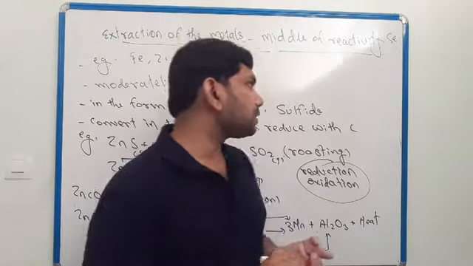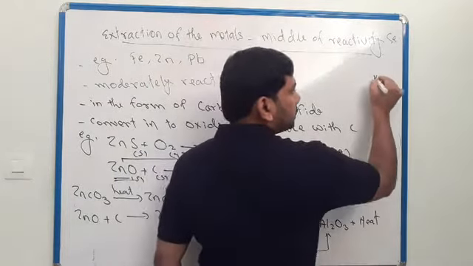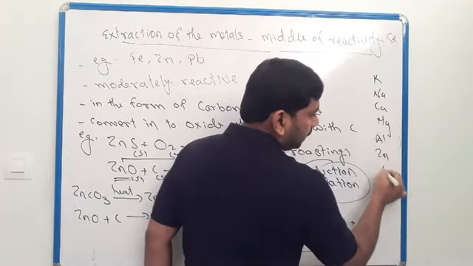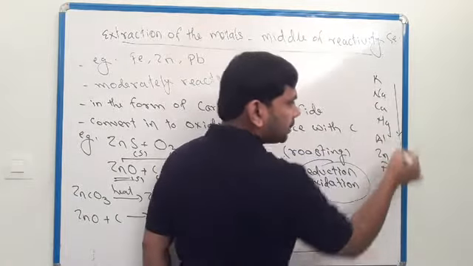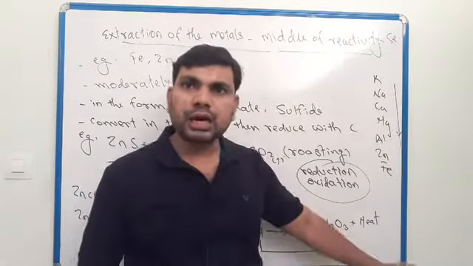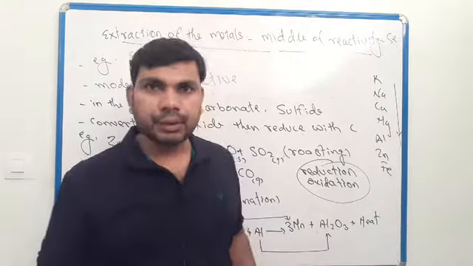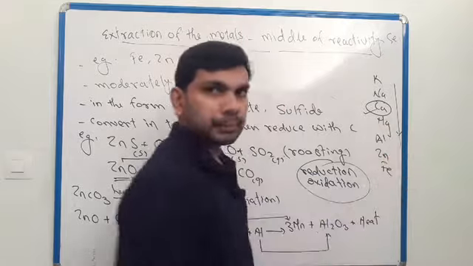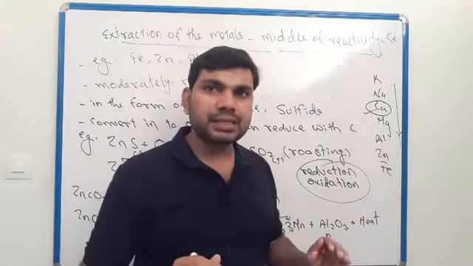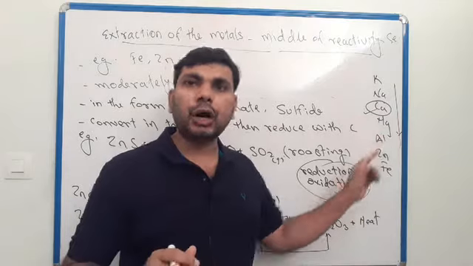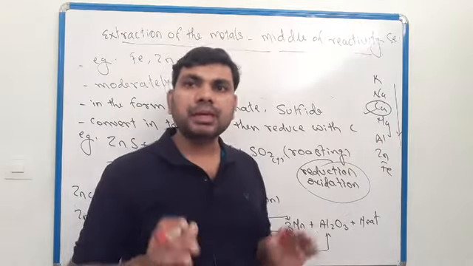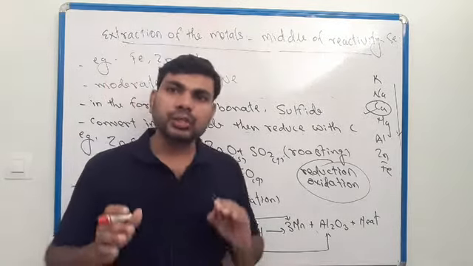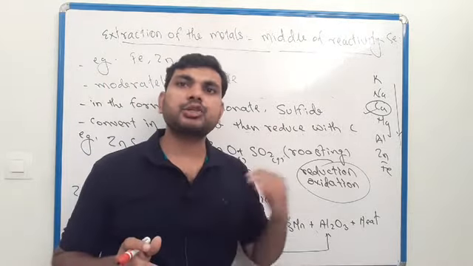Okay, we discussed before the reactivity series: potassium, sodium, calcium, magnesium, aluminium, zinc, iron, this type of metals. When you are coming from top to down, reactivity is decreasing. So here calcium is more reactive than magnesium. So calcium can displace magnesium from its compound. This type of chemical reaction is called a displacement reaction. Displacement reaction also helps to convert metal oxide to metal.